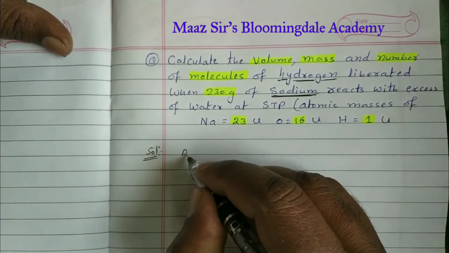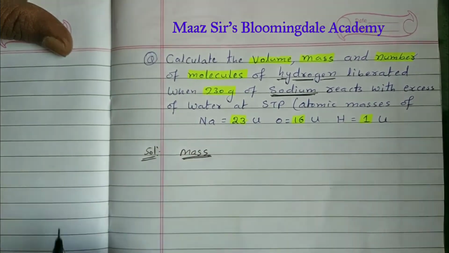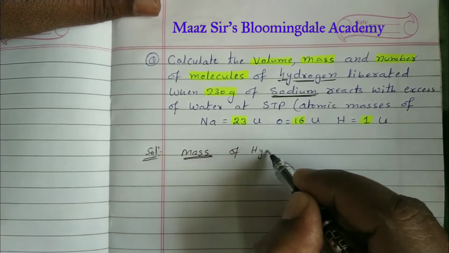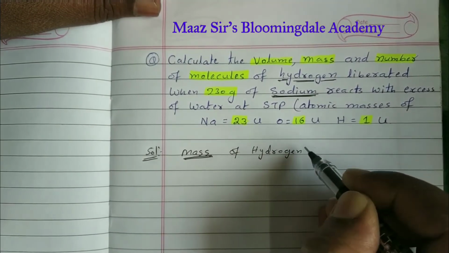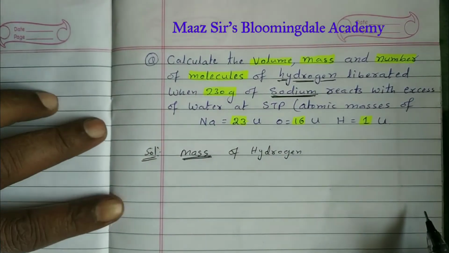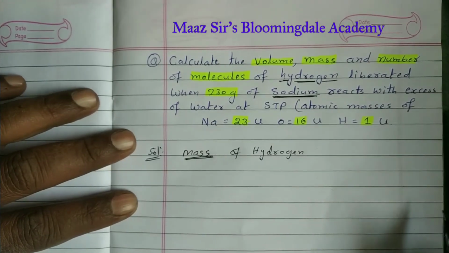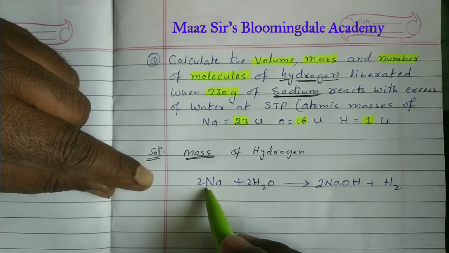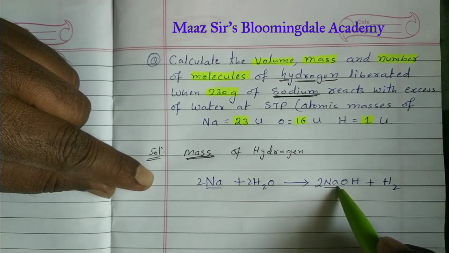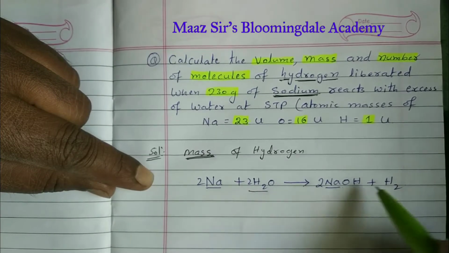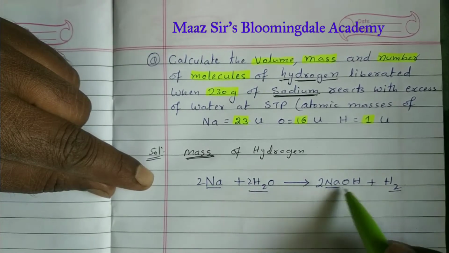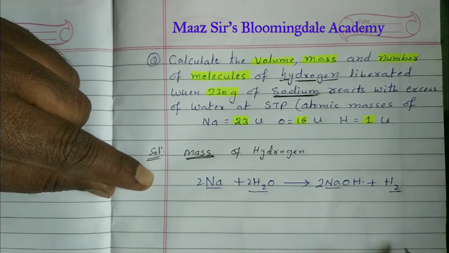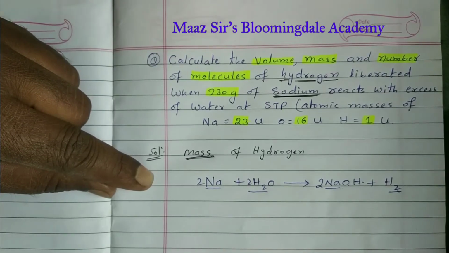We will start with finding out the mass of hydrogen. So now let us see what is the main equation. Here you can see two sodiums, 4 hydrogen, 2 here and 2 here, and 2 oxygens. So the equation is balanced.